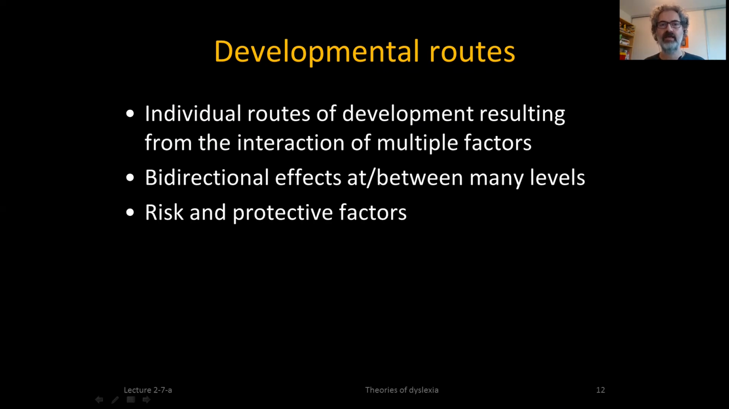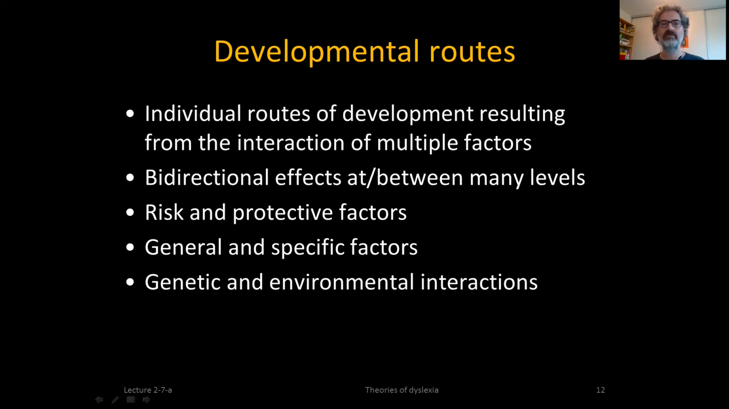Some of these factors at each level are risk factors, some are protective factors, and it is the balance between these two that determines the final outcome. There are general factors that may influence many outcomes, and there are also specific factors that may influence only specific processes. There are interactions between genetic and environmental factors that make it very difficult to disentangle the contributions of the two.